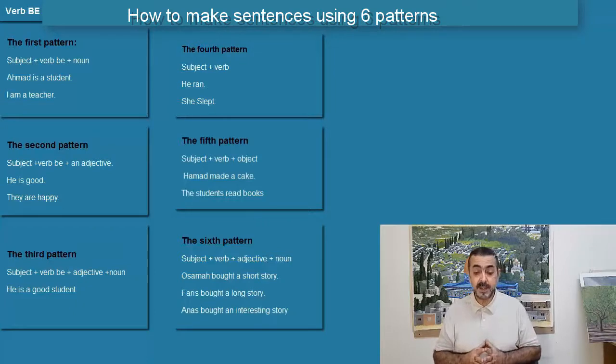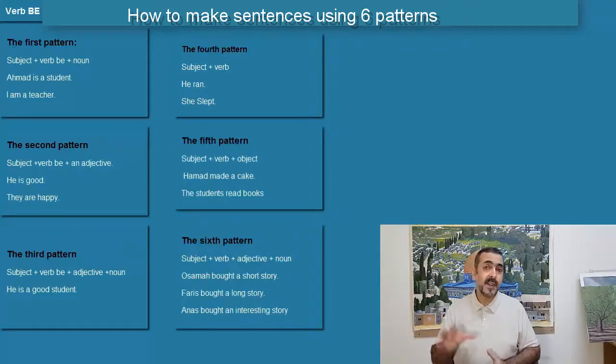So simple sentences have a subject, a verb, and a complete thought. We understand totally what's being said. It can also be with an object, but sometimes it can be without an object. For example, when we say he ran, he finished, there is no object here.